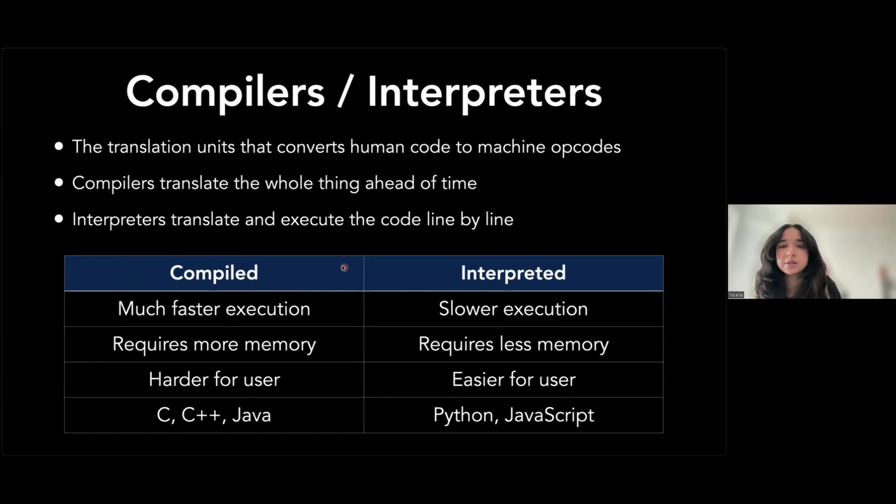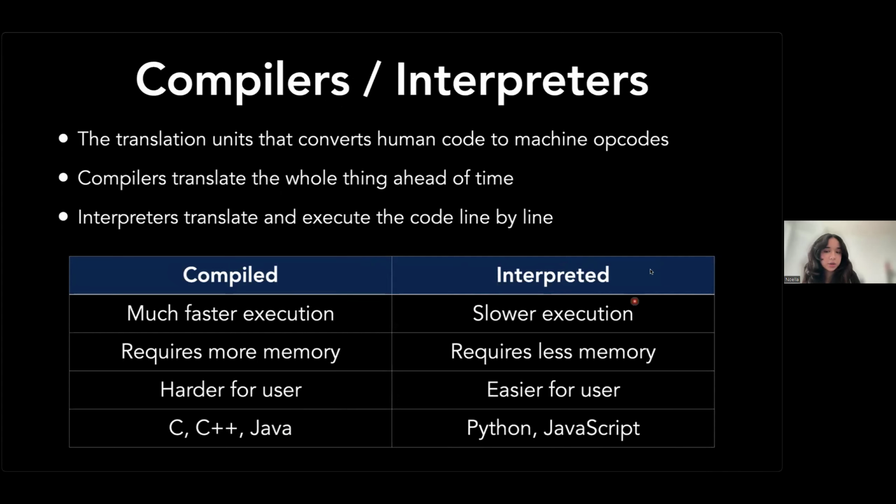That's because the whole thing is translated at the beginning, so it's just ready for the CPU to execute. They do require more memory because the whole program has to be stored in your RAM. And it is a little bit harder for the users to code. So these are languages like C, C++, and Java, and you will probably hear them referred to as low-level languages. And that just means that, I guess, they are closer to machine code.